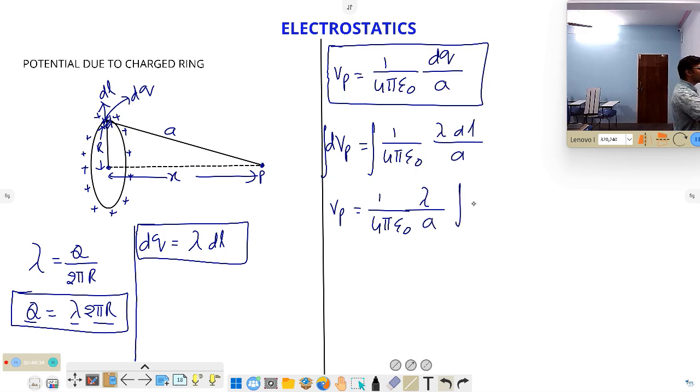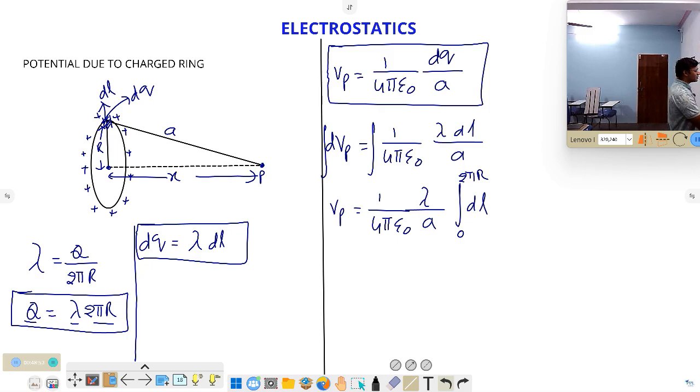Now this is integral dl. Integral dl means the length value changes, because I can change the length of this small portion from dl up to what size? I can take it up to the complete circumference of the ring. That means you have to take it as 0 to 2 pi r.